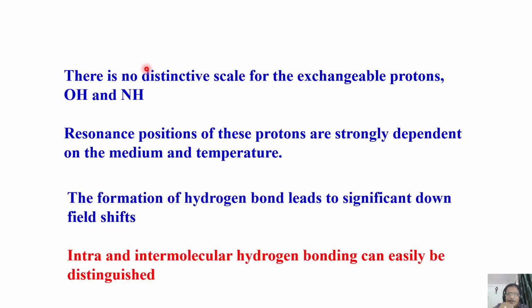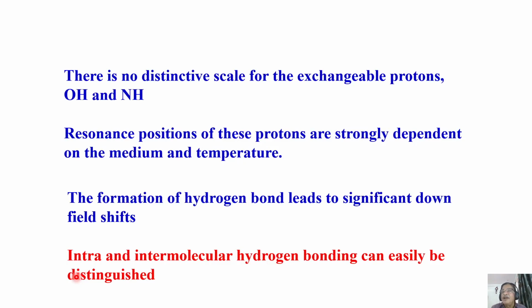It also depends upon the physical conditions of the experiment, like temperature, solvent medium, solute concentration, various things depending on the hydrogen bonds. But one thing you can notice: if your molecule is forming a hydrogen bond, this leads to significant downfield shifts. You can understand that if OH is there, NH is there, and it is forming a hydrogen bond, that particular proton can move downfield.